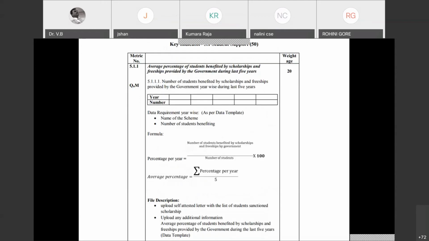So first one is number of students benefited by scholarships and freeships provided only by the governmental agency. In case the student is being sponsored by any private agency, it should not be shown over here, because this 5.1.1 is exclusively for government. So include that number as per the data template, and you should be having the letter received from the government along with the release of funds for every year.